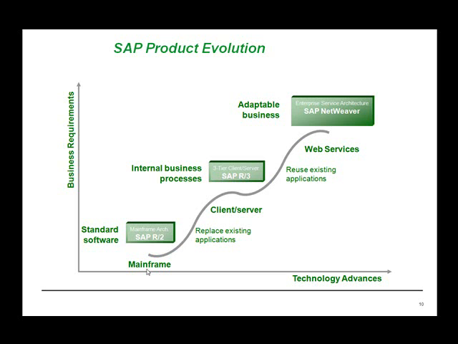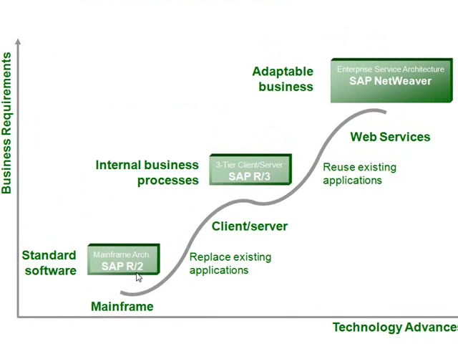How has the SAP product evolved? In the 1970s, mainframes were popular, so SAP built a product called SAP R2. R2 stands for Release 2, based on mainframe architecture. The goal of SAP R2 was standard software that would replace existing applications. Computers were new and companies were implementing them, so SAP R2 came up with a mainframe based ERP to replace existing applications.